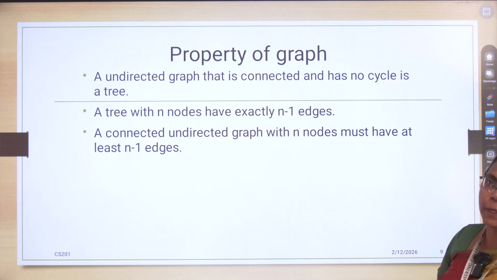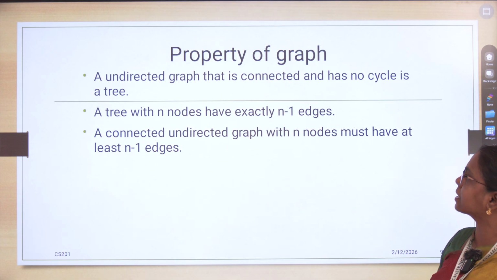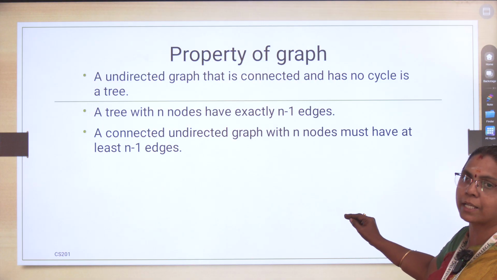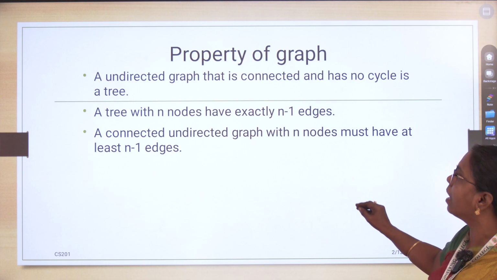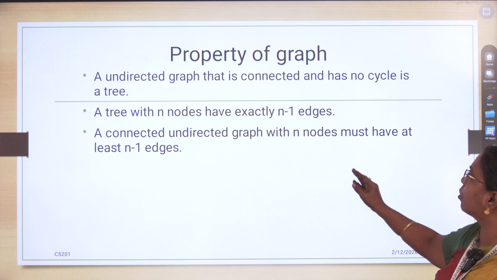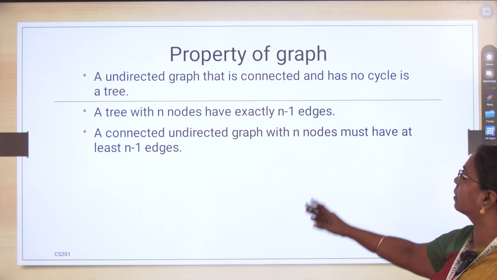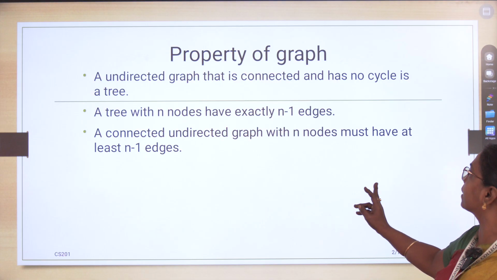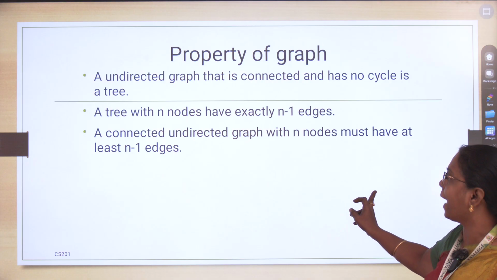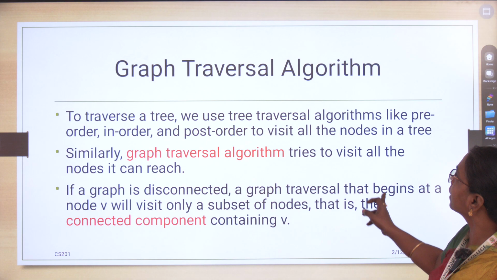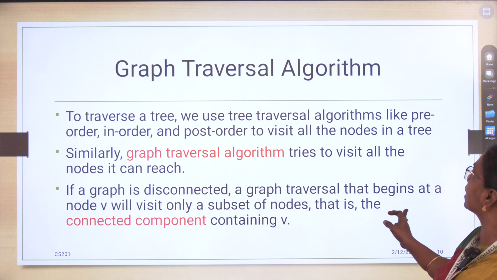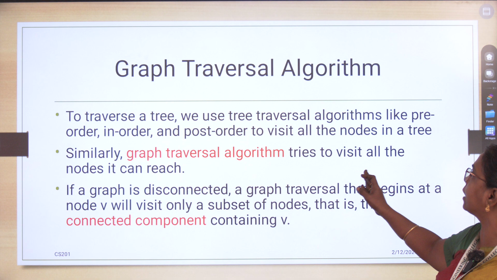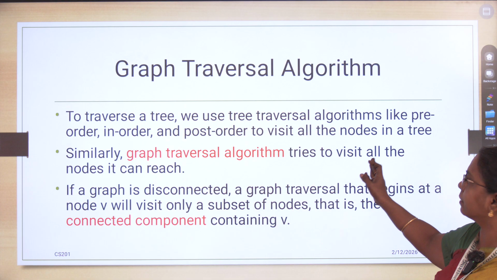Then the properties of a graph: a directed graph is one with no cycles. When it is undirected, we say no cycle is formed in the particular tree structure, and a tree has exactly n-1 edges, and the undirected graph must have at least n-1 edges. Graph traversal is an algorithm that has several categories of classification: pre-order, in-order, and post-order of the tree concepts.